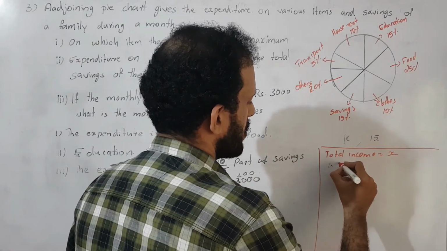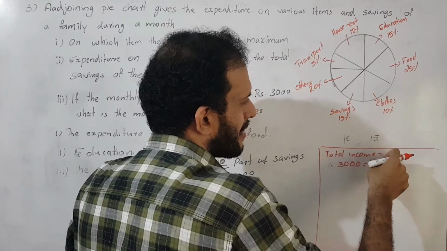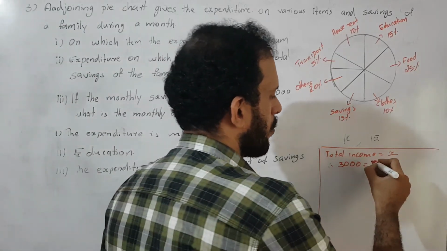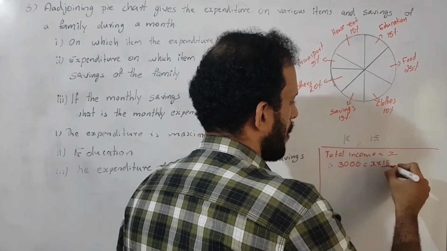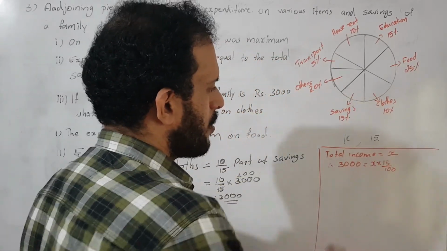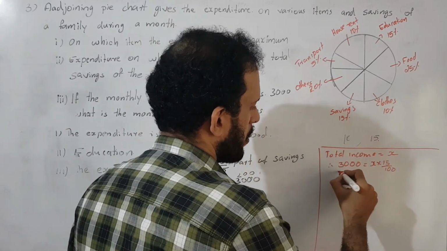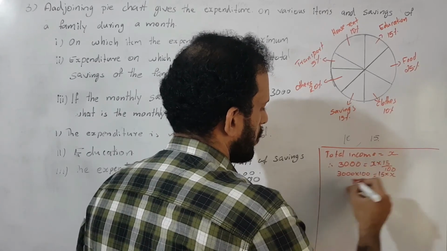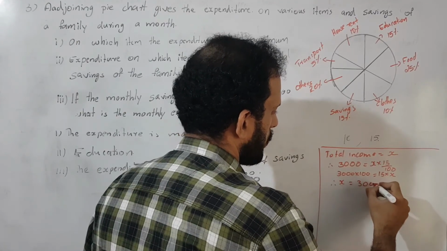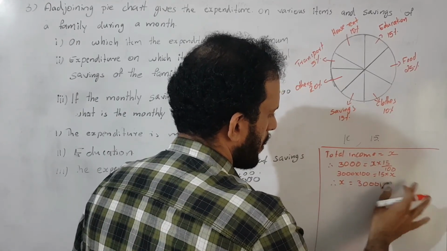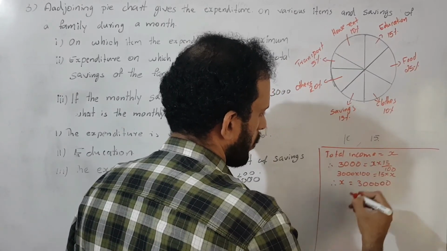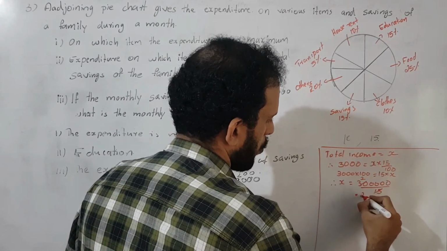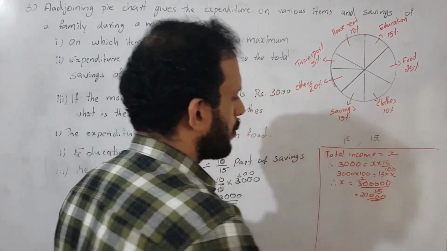3000. Then 3000 equals 15% of the total income. Then 3000 is equal to X into 15 by 100. Then we transpose the 100 here, and we get 3000 into 100 is equal to 15 into X. Therefore X is equal to 3000 into 100 divided by 15. Reducing, we get 20,000.